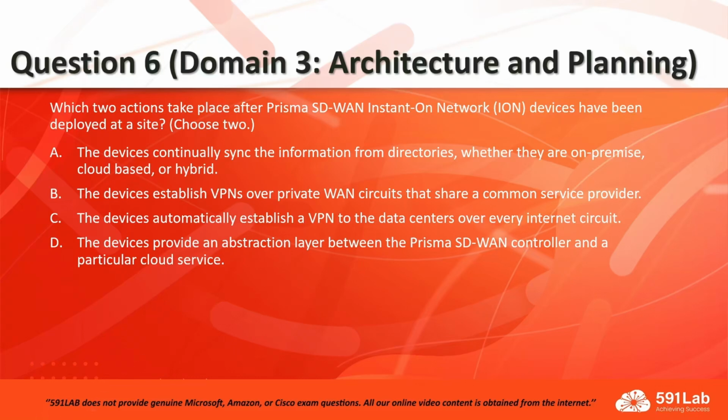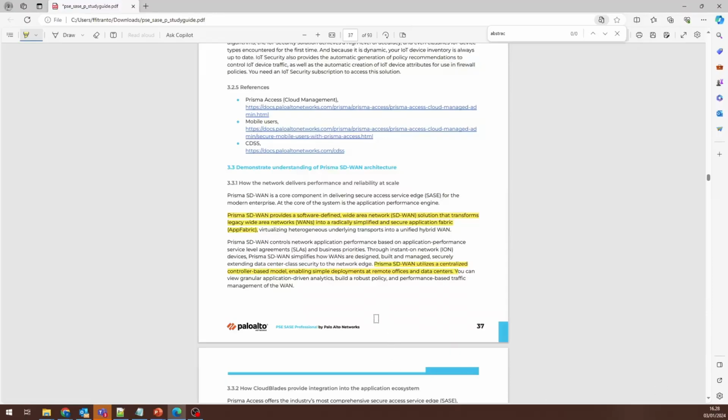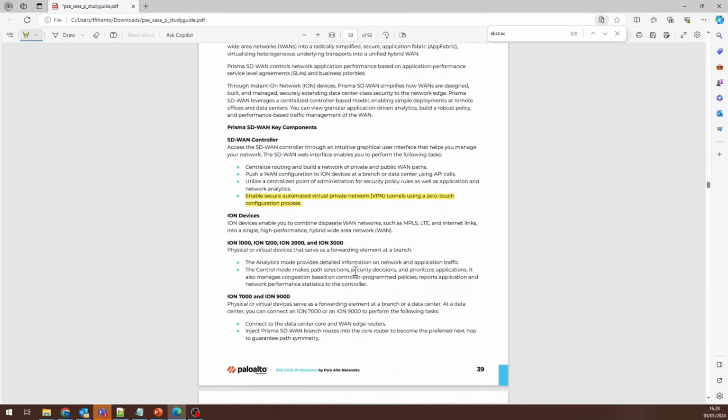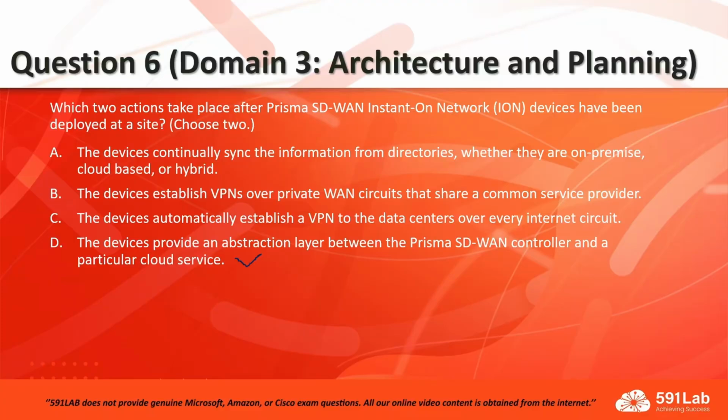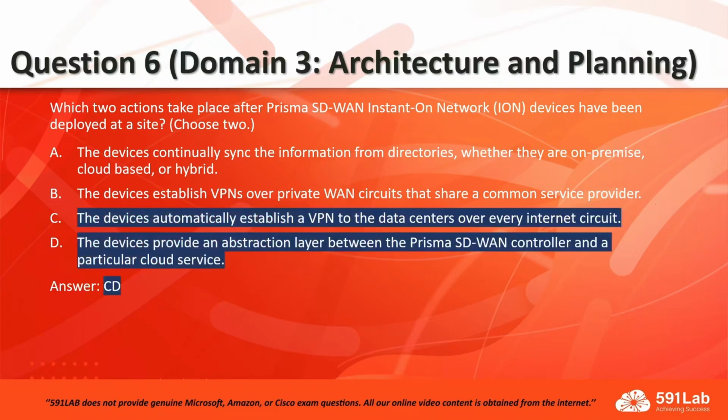One of the answers is C. We go back to the study guide and we check here on the SD-WAN controller. We can enable secure automated virtual private network channels using a zero-touch configuration process. Then this feature basically will automate and establish VPN connections to the data center using every internet circuit. Then the answers are C and D.